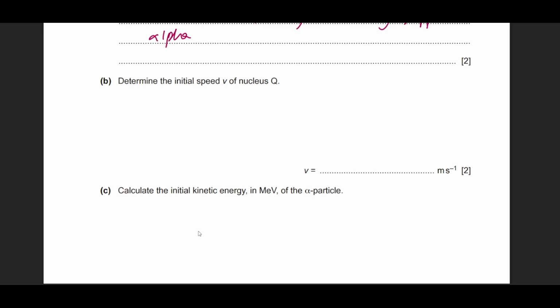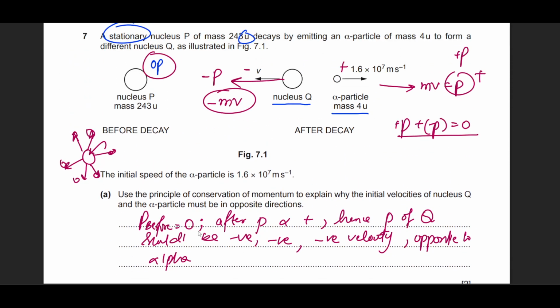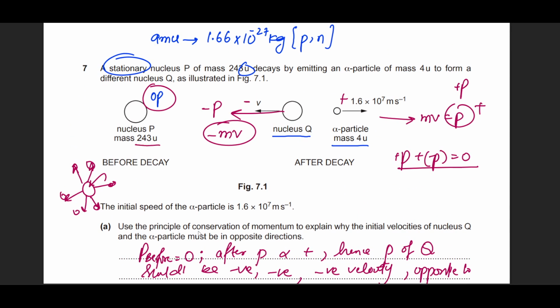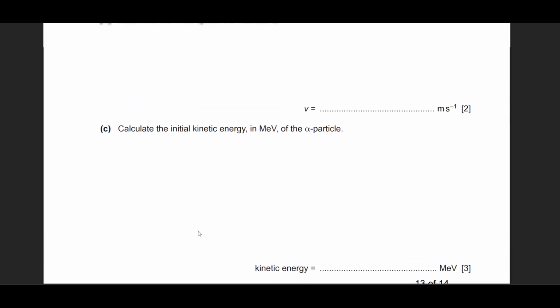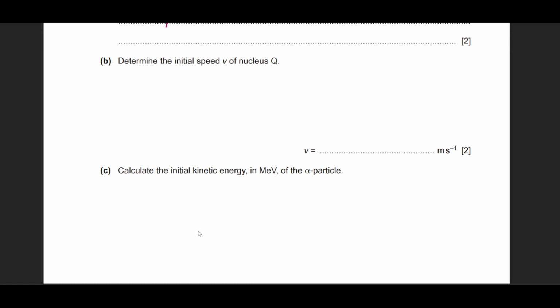It says determine the initial speed of nucleus Q. No problem at all. You see, if this was 243 U and 4 U has been subtracted out of this, how many are remaining in nucleus Q? Simply 243 minus 4 gives you 239 U. So nucleus Q has 239 U of mass. Now we have the velocity of the alpha particle, we have its mass, and we know that both momentums are equal because they are in opposite directions.